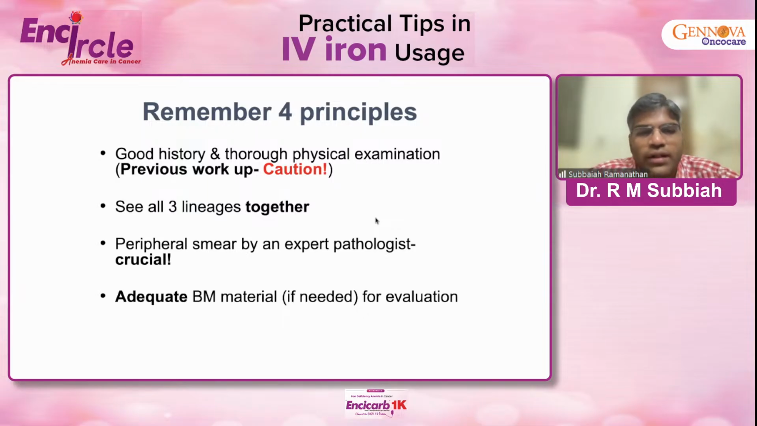And the last is, in case bone marrow material is needed, ensure that an adequate bone marrow is aspirated and the biopsy is adequate. A suboptimal material may not give you a proper diagnosis. For example, for myelodysplasia, you need a good bone marrow morphology assessment, and that's why the particles have to be there. The sample should not be diluted. It should not be clotted. It has to be spread properly on the smear and stained well. Similarly for the biopsy. So those are the important principles you have to remember whenever you evaluate an abnormal CBC or a patient with anemia.